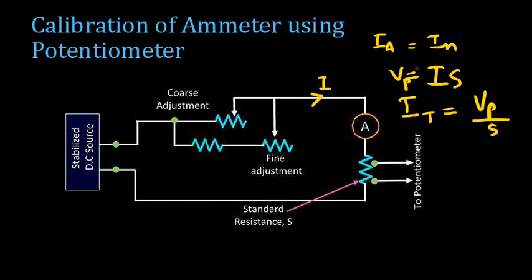Once you get that, we can easily compare the measured value and the true value. If they are not equal, then you can get a calibration curve, and once you get the calibration curve, you can find out how much error there is in the measured value of the ammeter. Thus the ammeter can be calibrated against the potentiometer.